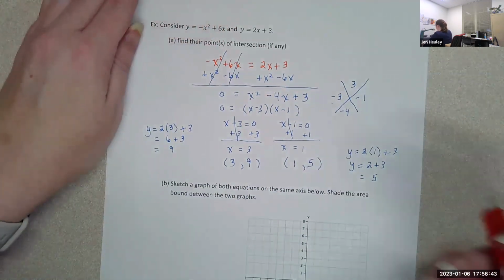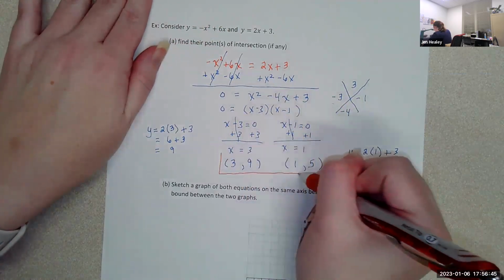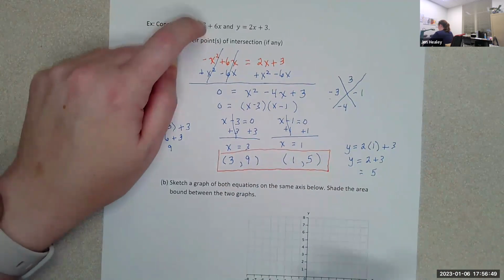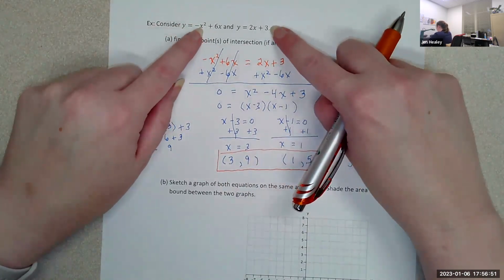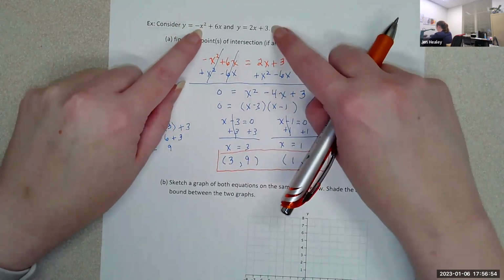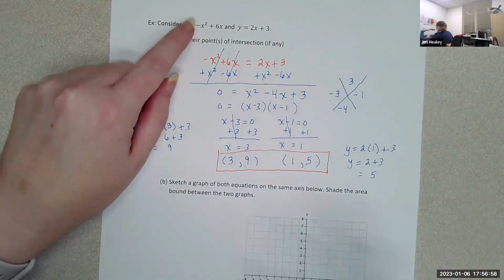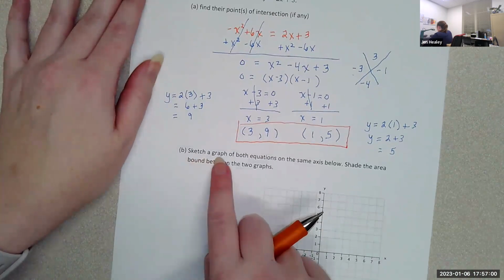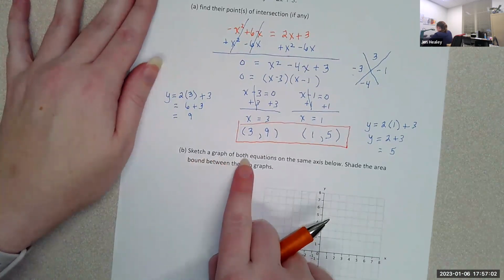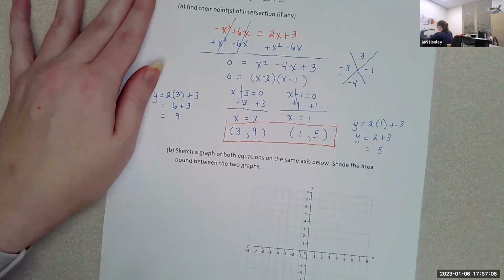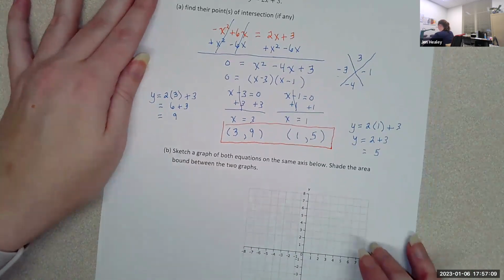So we just got the 2 points of intersection, meaning that, yes, this parabola and this line intersect. So this line's going to cross this parabola at 2 different points. So we figured that out algebraically. This says go ahead and sketch a graph of both of those equations and then shade the area that's bounded by the 2 graphs. I'm going to start by graphing the line.